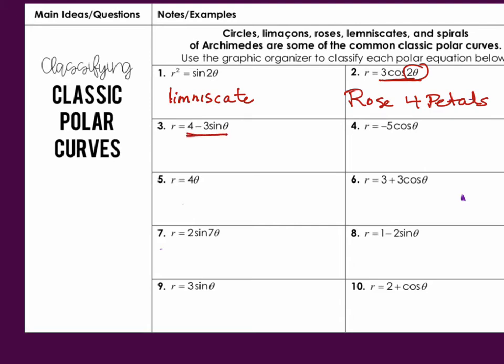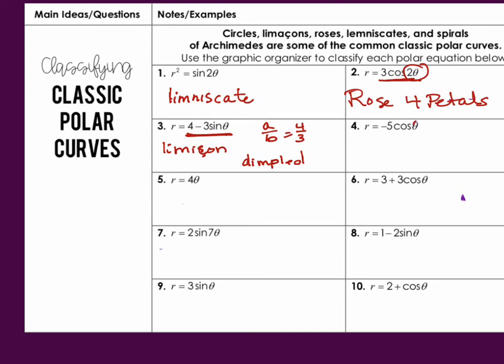Okay, this is a limaçon. And so I'm going to write limaçon. Remember, it's got that weird C. It kind of has a dangle C. And what kind? A over B is 4 over 3. And 4 over 3 is between 1 and 2. So this is a dimpled limaçon.